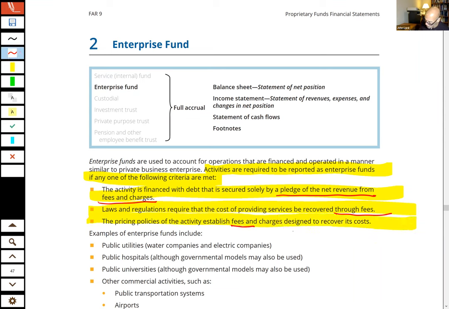So if you're trying to think of a common theme here, John? Yes. The answer is: fees recover costs. Maybe I borrowed the money, but I had to pledge the net revenues, the net income of the enterprise fund, to cover those bonds. So it all comes back to fees, doesn't it? Okay. That's what constitutes an enterprise fund.